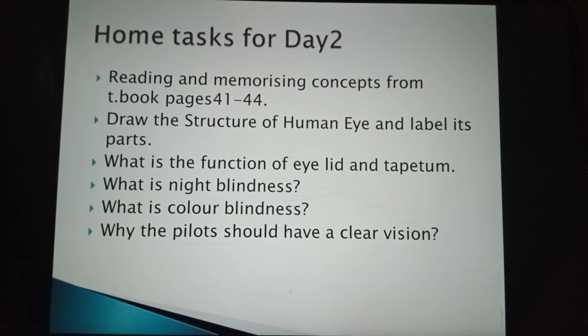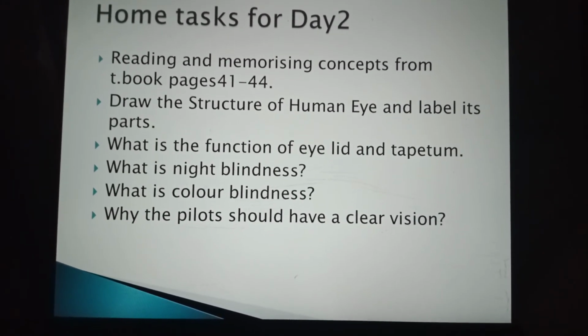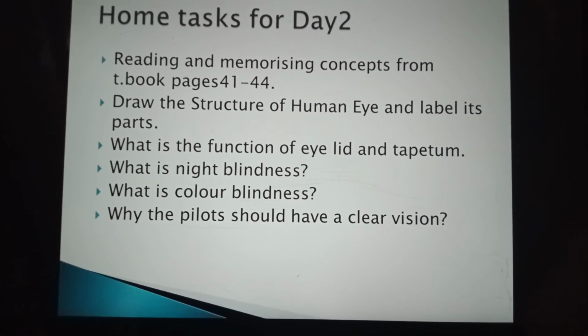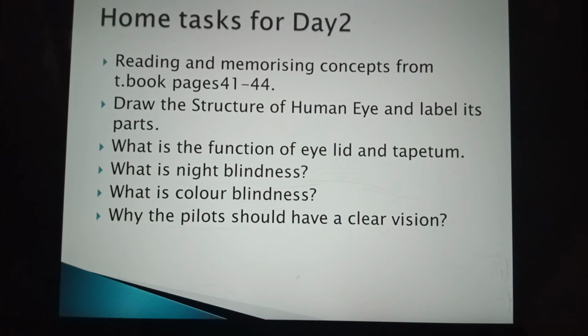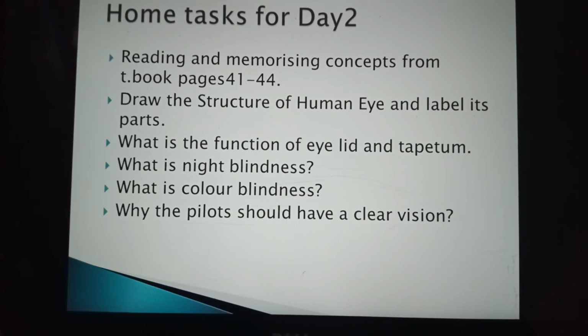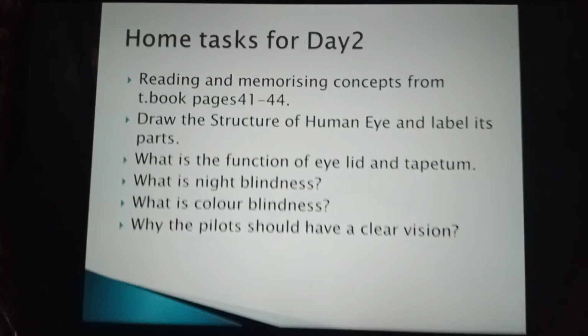And now it's time to discuss the home tasks for day 2. You have to read and memorize concepts from textbook pages 41 to 44. You have to draw the structure of the human eye and label its parts. What is the function of the eyelid and tapetum? What is night blindness? What is color blindness? Why should pilots have clear vision?